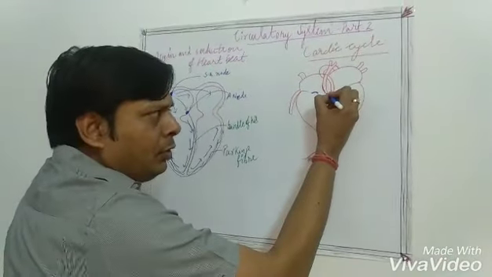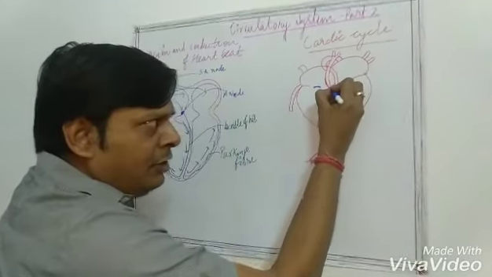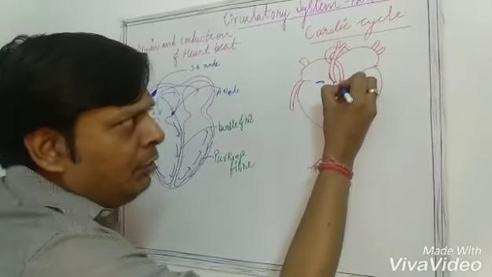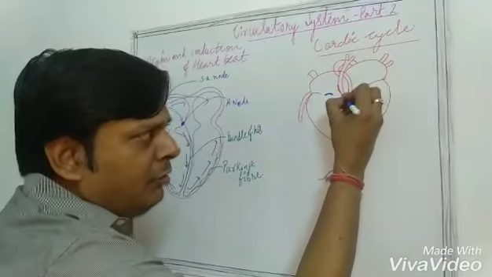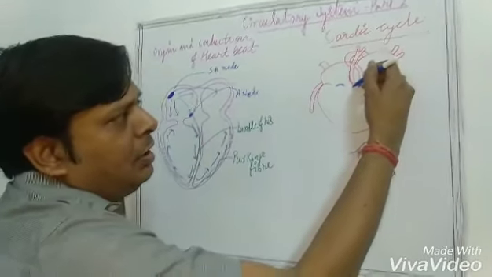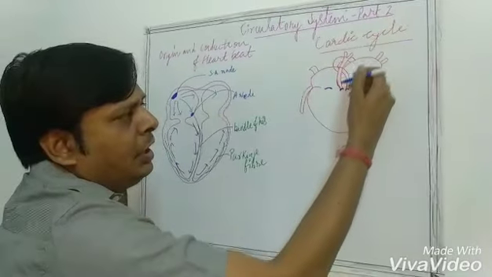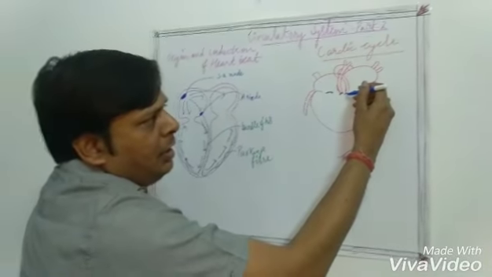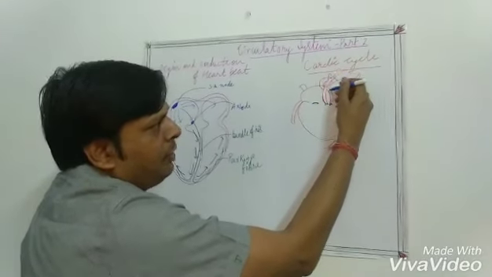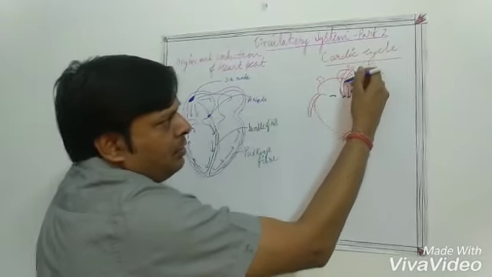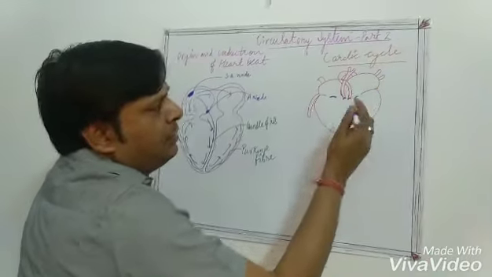Two other valves are also present in the heart, which are termed semilunar valves. These valves are located at this point. One semilunar valve is located at the base of the pulmonary artery, and the other semilunar valve is located at the base of the systemic aorta, the major blood vessel.